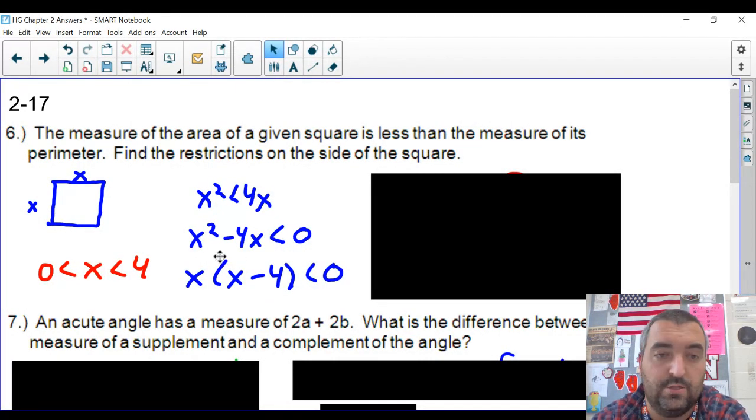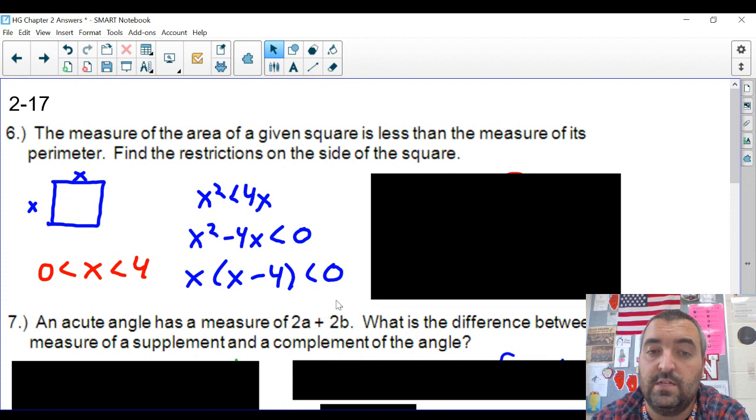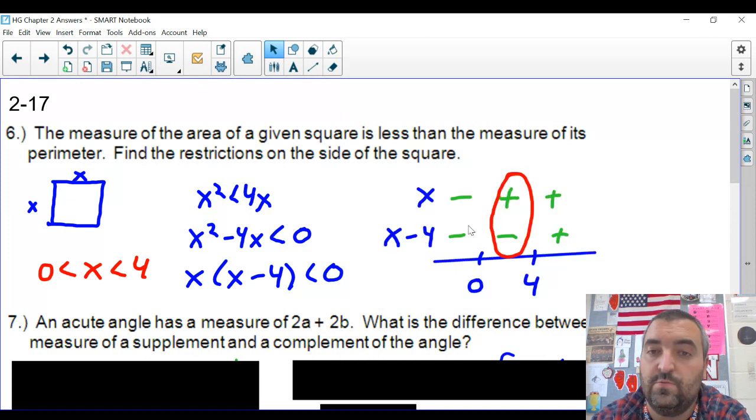And this is just a GCF factoring, so they both have an x in common, so I can pull the x out. Now, because we're dealing with an inequality here, we want to do what's called a sign chart. So you can see here I just set it up: the two factors on the left side, and then a number line on the bottom with the 2 zeros labeled. So when I look at this, 0 comes from the x, 4 comes from x minus 4.